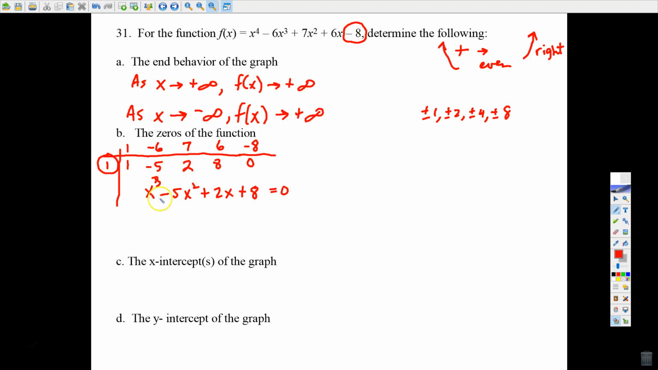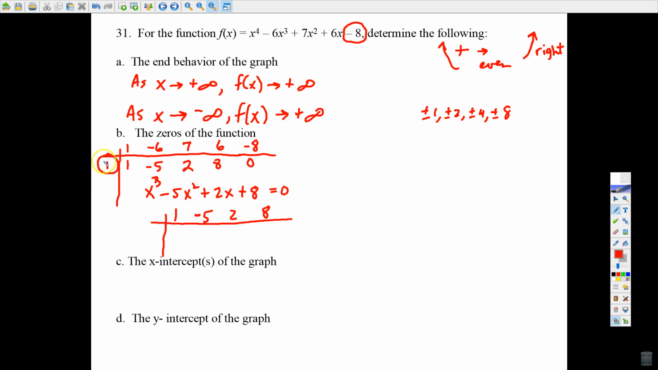So we're going to go through this table again. Alright, so let's just make a little table. This time we're going to use 1, -5, 2, 8. We're still testing those same factors. I know it says +8, but that's the same as the factors of -8. Now let's think about this for a second.